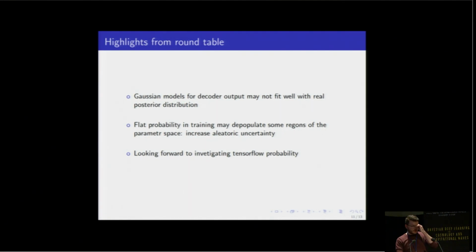Also, another remark: the flat signal probability we are adding in the training can actually depopulate some part of the parameter space we're probing with the training set. This means that, in light of what has been said this morning, we are increasing the aleatoric uncertainty. This is to be discussed, and we are looking forward to going to the TensorFlow probability session to learn more and hopefully get better insights about the probability we're having with our beta VAE.